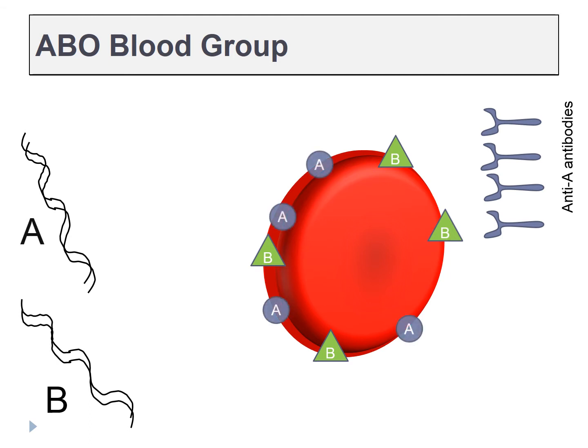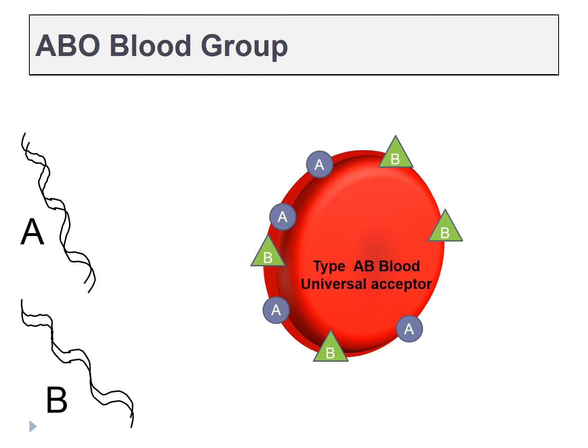Finally, somebody could have both A and B antigens on the surface of their red blood cells. They would have neither the anti-A nor the anti-B antibodies in their plasma. This person would be said to have type AB blood and would be the universal acceptor. They could receive any blood type because they have no antibodies in their bloodstream that would attack anybody else's blood type.